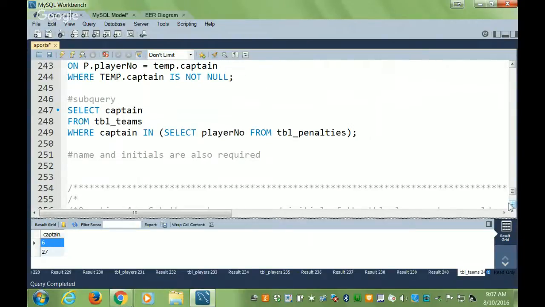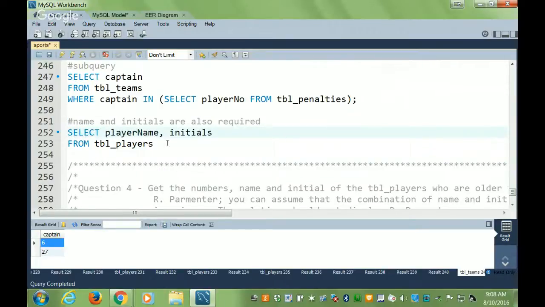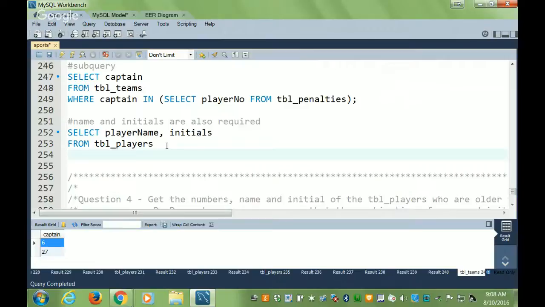Right? So now how are you going to do a subquery if name and initials are also required? Think about it. So these are people who are captains. Now I need their name and their initials. And names and initials are coming from the first table, from the table players. So whenever it says what is required, from which table? Now this person who you are picking up, his player number, because that's what is common, and we are talking about the same table, so we are okay, right? Is in.